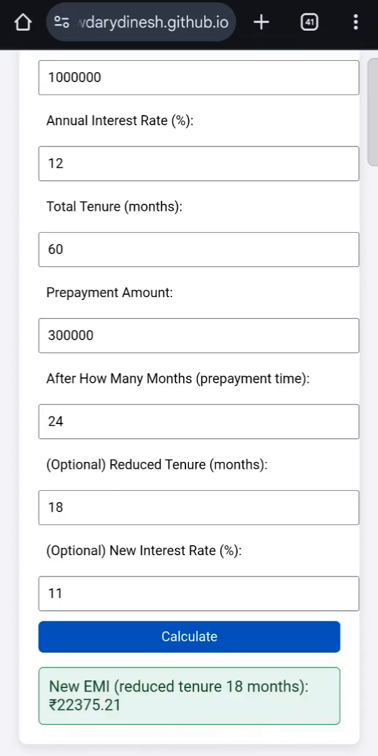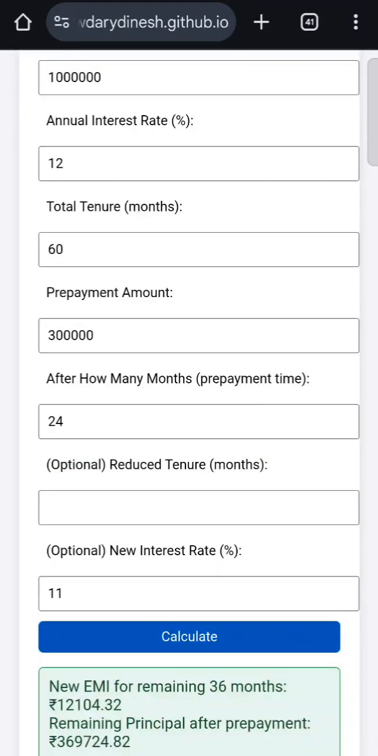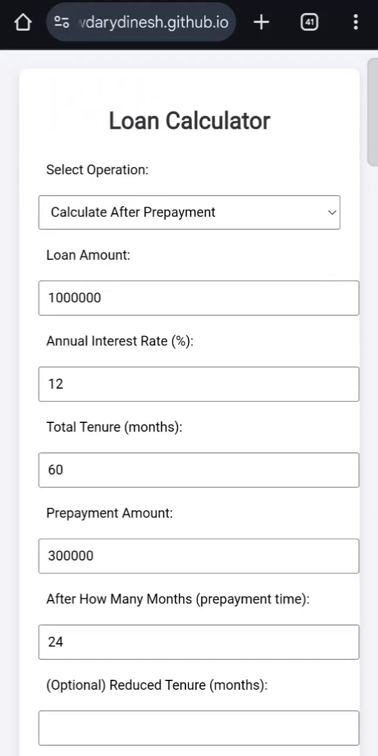Why? Because you have reduced the number of months. Let's say you don't want to give the reduced tenure itself. You wanted to pay it for the next 36 months, but the bank has given you the 11% interest rate instead of 12. In that case you'll be paying 12,104 rupees. So these are the additional functionalities which you might find, but it is very difficult for you to find.